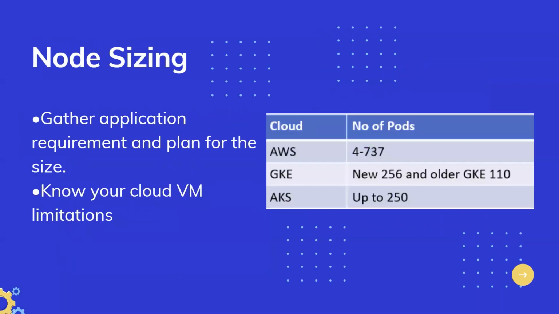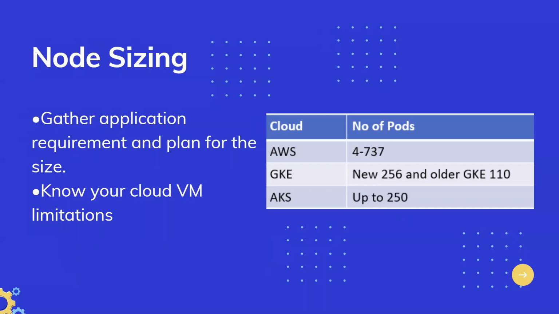So next is node sizing. As I said, you should gather how much your application needs and how much it uses, and you have to plan the node size. And whenever you know your size, please check which cloud you are using, because each cloud has a limit on the number of pods that can run. If you want to run maybe 1000 pods, you have to know which VM to use and how many VMs you can use. So you can see the limitations here.